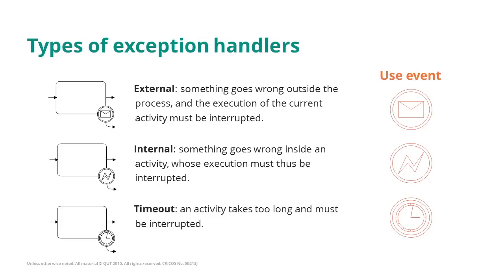So the semantics of an intermediate catching event attached to the boundary of the activity is as follows. If the event occurs from the moment the activity is enabled to start until the activity is actually completed, so if it happens within that time frame, then the activity will be stopped and the so-called exception flow, which is the outgoing arc of this intermediate event, will be taken. And within this exception flow, we can perform any activity to handle the exception.